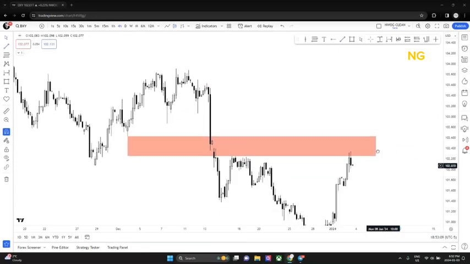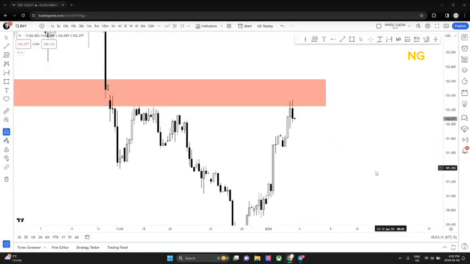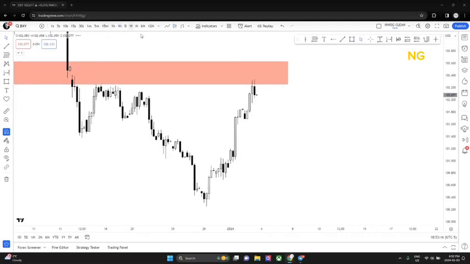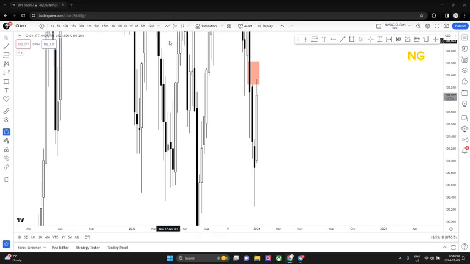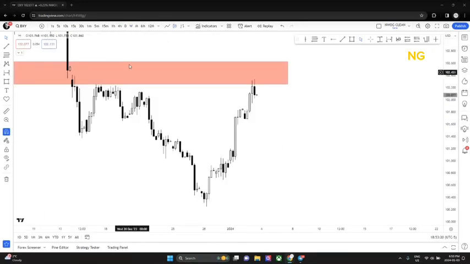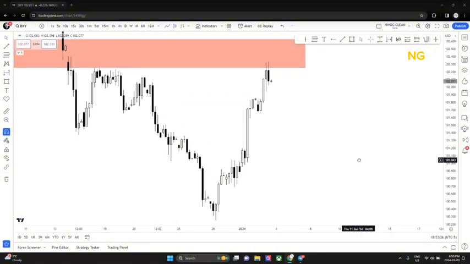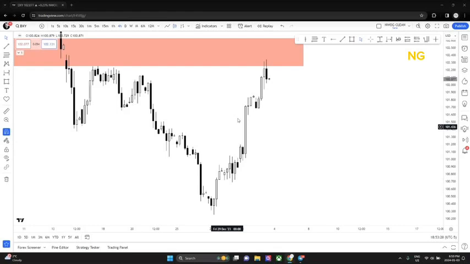So as you can see, weekly fair value gap. We go down to the 4-hour fair value gap, and you can see price rejecting from this imbalance right here in real time after doing what I just told you guys about going above this old high.